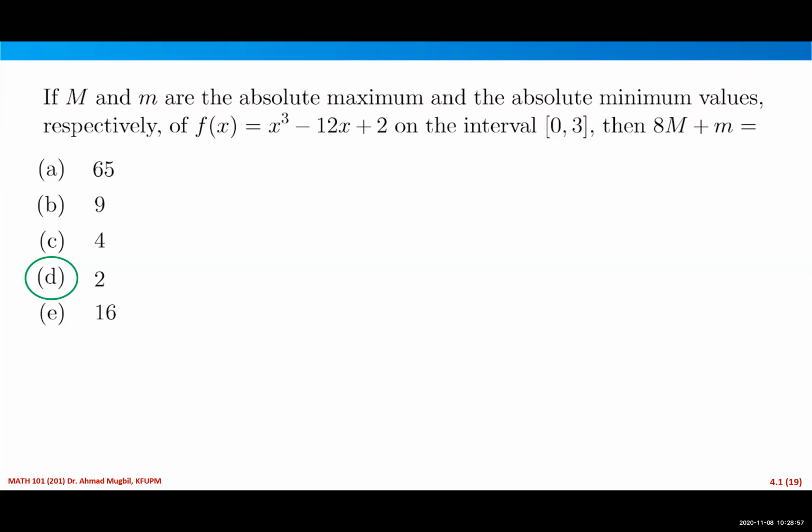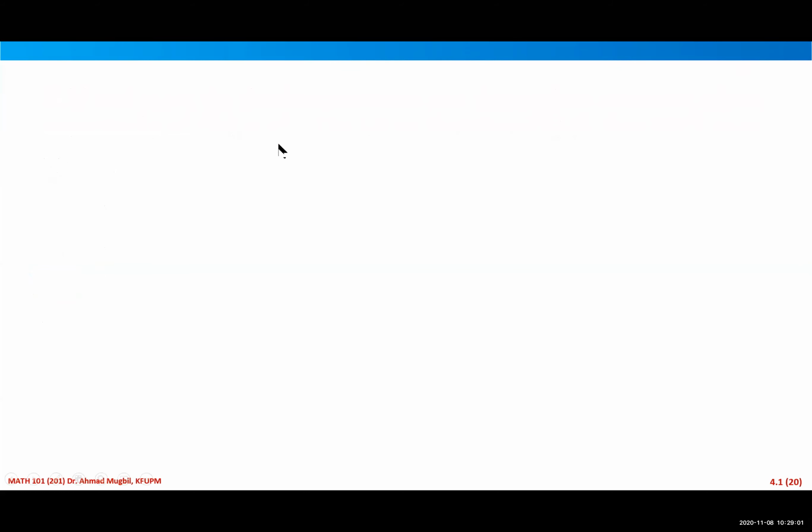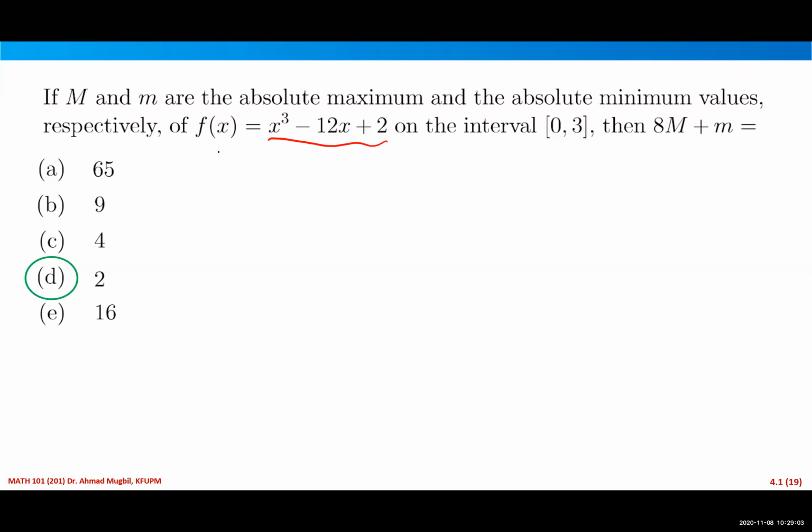What you need to do, Shabab. First of all, is this function continuous? Yes, over this closed interval. So we can apply the closed interval method. What we will do, we'll find the derivative, which is 3x squared minus 12. Am I right? Now you need to put this equal to 0 to find the critical numbers.